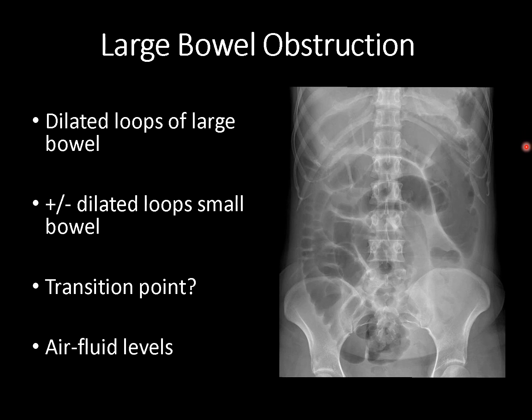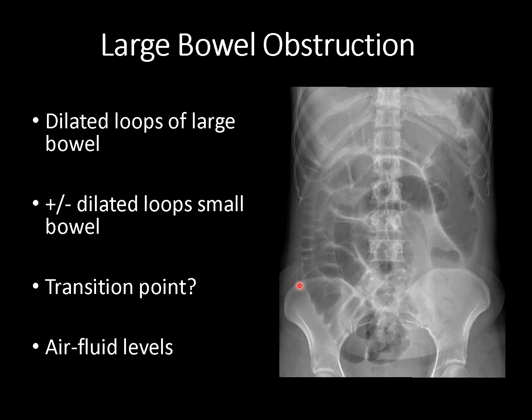So in this case, which is a really good example, you can see markedly dilated large bowel here in the descending colon, and it also extends into the transverse colon and into the ascending colon as well. And this would be a case of an incompetent ileocecal valve because we're seeing, again, in the central abdomen, multiple dilated small bowel loops as well.